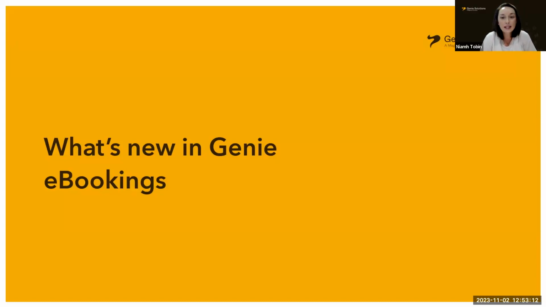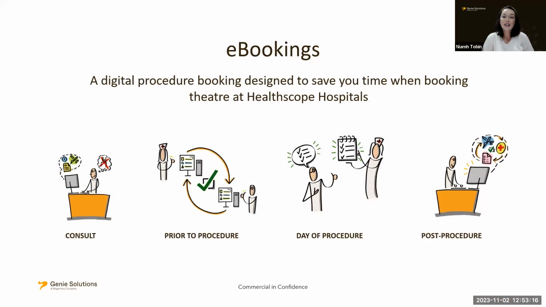So over the last 18 months, we've been collaborating with Healthscope to develop a digital procedure booking workflow that's really tightly integrated into Genie and Gen 2 and is really designed to save time when booking theatre at either Healthscope or ACHA hospitals. And this new workflow is what we're calling e-bookings.